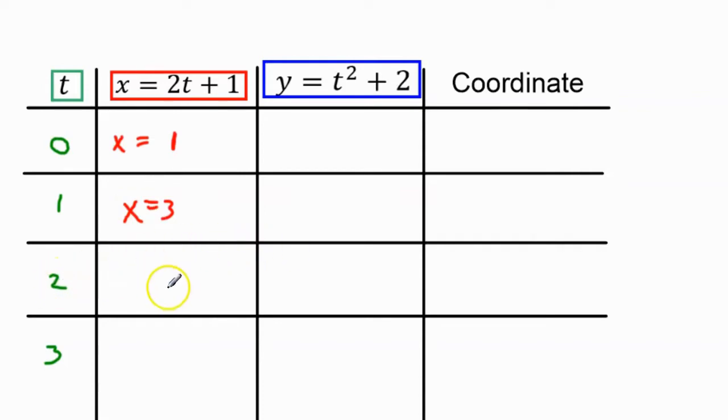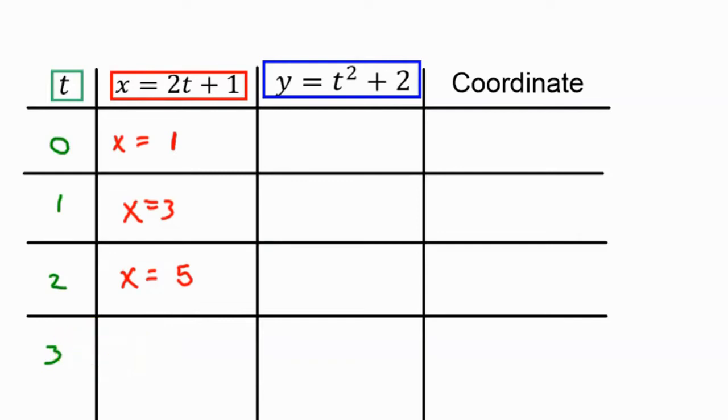Alright, so let's do this value now. Remember, t is 2 here, so we're going to write x equals, instead of 2 times t, it's going to be 2 times 2, and we still have that plus 1 as a part of our equation. So when we work this out, 2 times 2 is 4, and 4 plus 1 is 5, so we're going to write down that x is equal to 5.